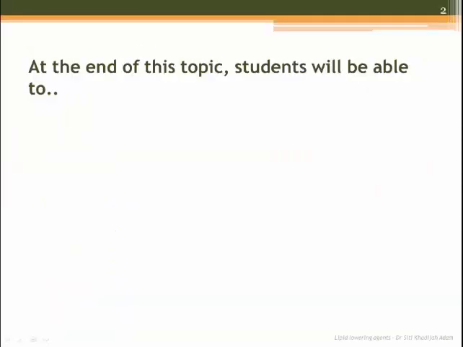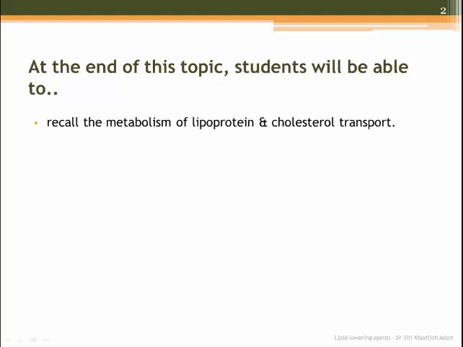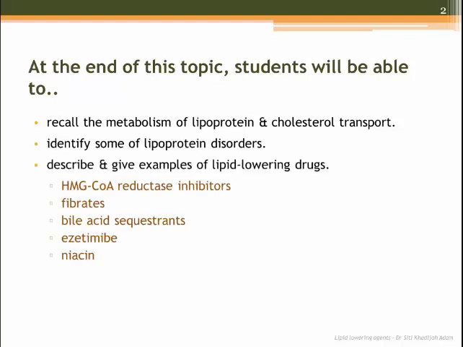So at the end of this topic, I hope that all students will be able to recall what you have learned in the previous semester about the metabolism of lipoprotein and also cholesterol transport. Also, you are able to identify some of the lipoprotein disorders, and you are able to describe and give examples of the lipid lowering drugs. In this topic, I will explain the 5 types of lipid lowering drugs, such as HMG-CoA reductase inhibitors, fibrates, bile acid sequestrants, ezetimibe, and niacin. So you have to know the examples of all these drugs, their mechanism of action, the side effects, and also a bit of their clinical uses.